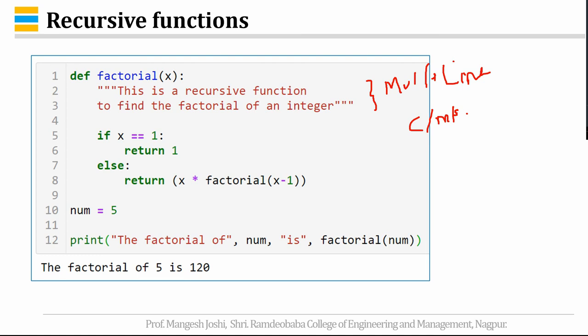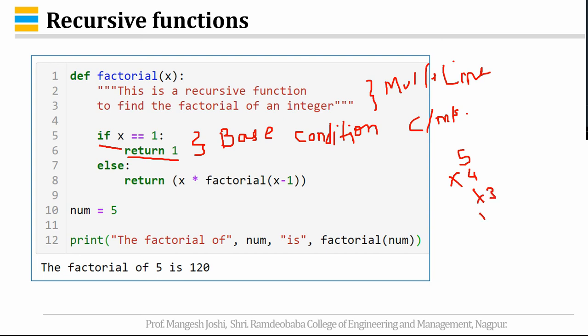Inside this factorial function, we have used an if condition: if x equals 1, return 1. This is basically the base condition. Else, return x into factorial of x minus 1. Suppose you pass the number 5. So factorial of 5 will be 5 into 4 into 3 into 2 into 1, which is nothing but 120.